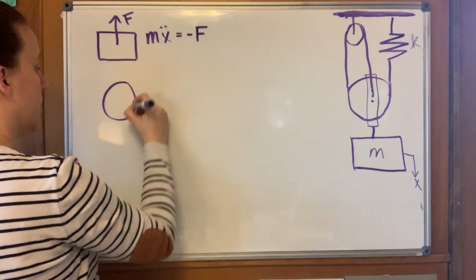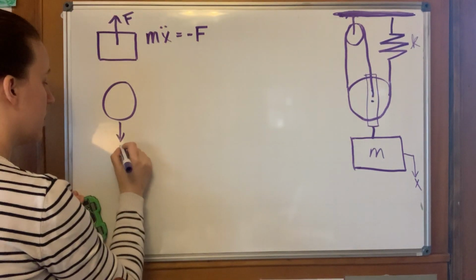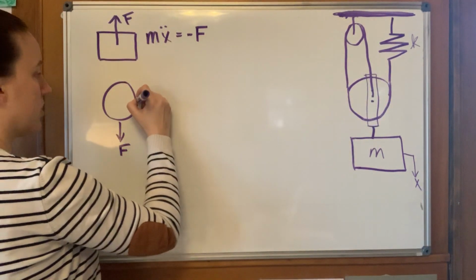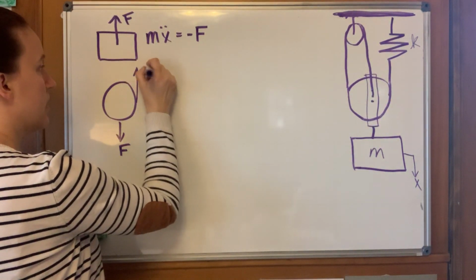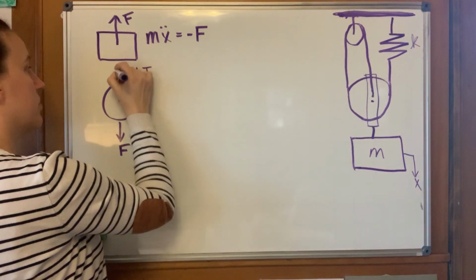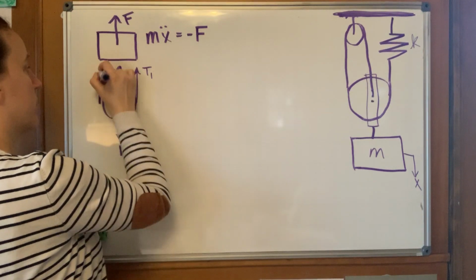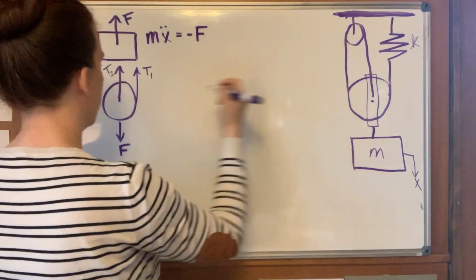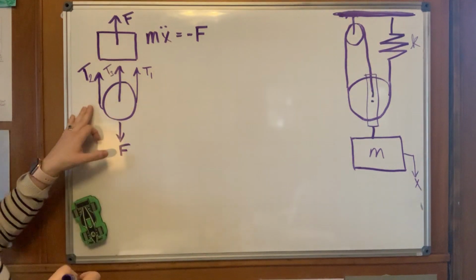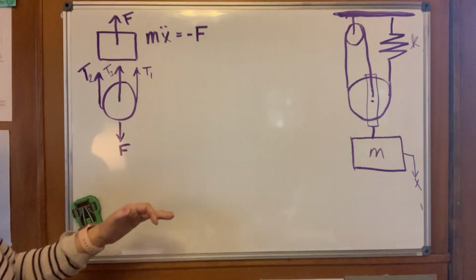And this pulley is going to have some force equal and opposite to this force. And then it's going to have some tension from these cables. So we're going to have some tension here from this side, some tension here, and some tension here. And pretty quickly, we should be able to argue that these three tensions are all going to be equal to each other.